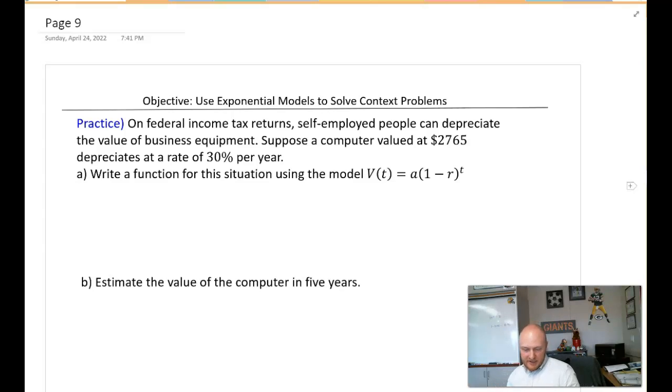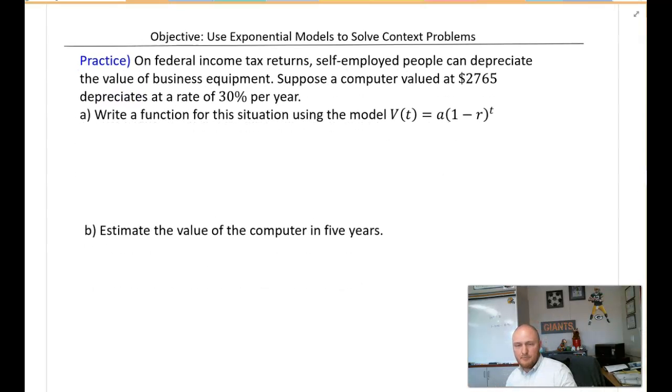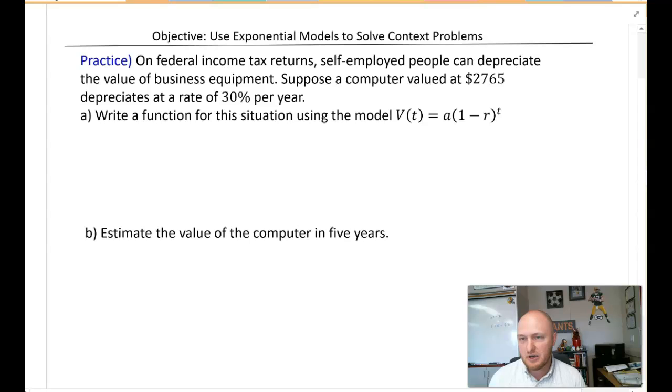All right, here is the next practice problem. They say on federal income tax returns, self-employed people can depreciate the value of business equipment. Suppose a computer valued at $2,765 depreciates at a rate of 30% per year. Go ahead, pause the video, write a function for the situation, and then evaluate in part B the value of the computer in 5 years.